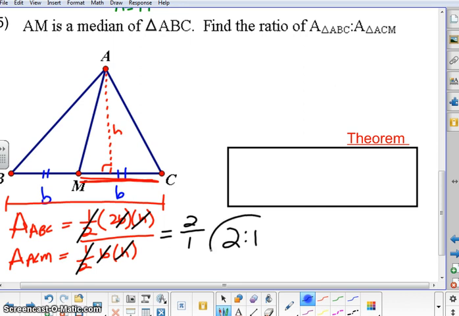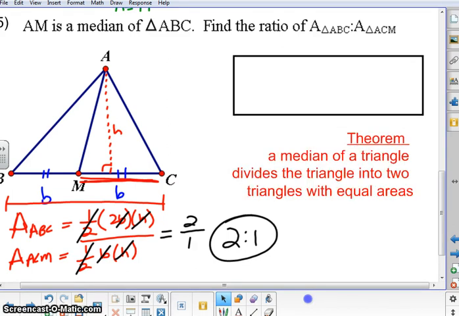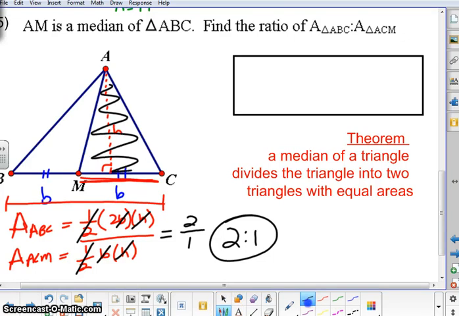Okay, so in summary, there is a theorem that represents this type of triangle, and it looks like this. Go ahead and push pause and write that down. Okay, so this theorem: a median of a triangle divides the triangle into two triangles with equal areas. So if it's in a 2-to-1 ratio, that means that the two areas themselves, like this one, the black one, and the red one, are going to have the exact same areas.